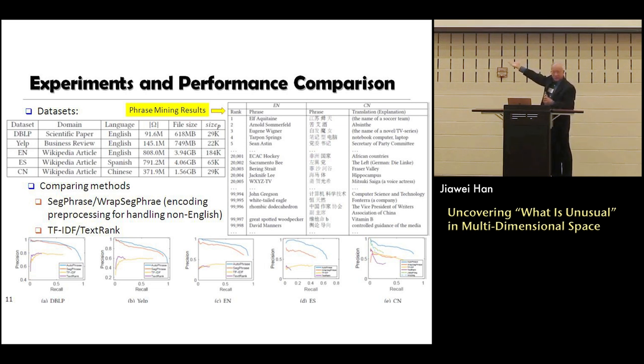On DBLP, which is scientific literature, on Yelp, which is social media, on English Wikipedia, Chinese Wikipedia, Spanish Wikipedia, all the curves are way higher. The two algorithms on the top are ours. One is called SegPhrase, one called AutoPhrase. All the other algorithms got way below. And we can mine lots of high quality phrases, and it's open source.